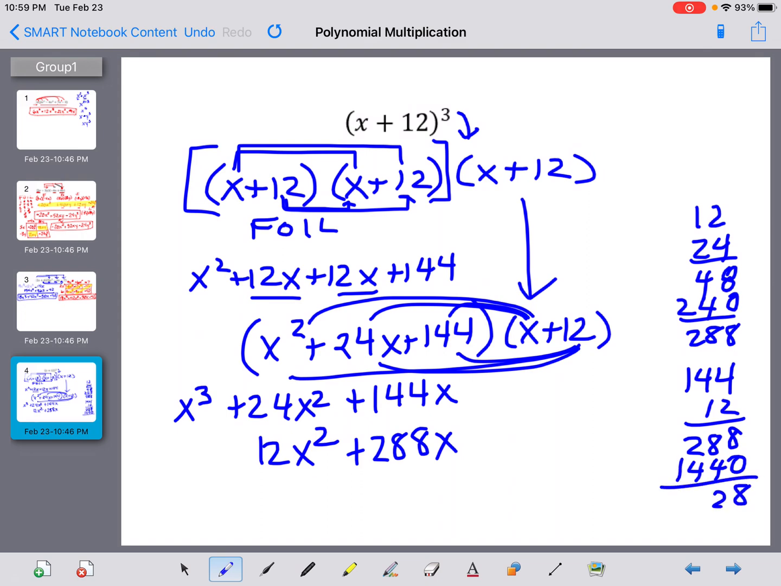Okay, I was not thinking well when I made that number up, was I? So everything was multiplied by the x, everything got multiplied by the 12.